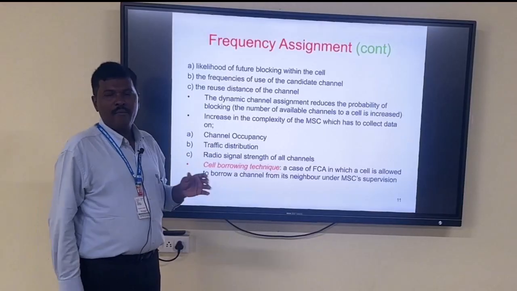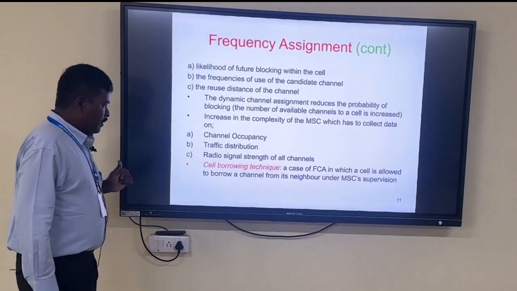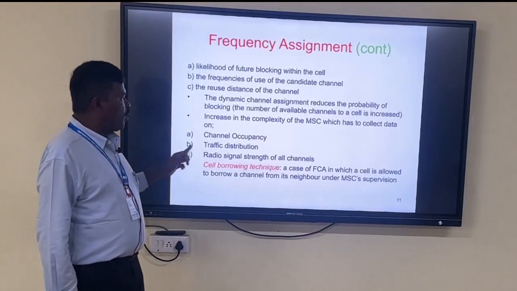These are all the data that have to be maintained by the mobile switching center while carrying out the process. So the next is the cell borrowing technique.